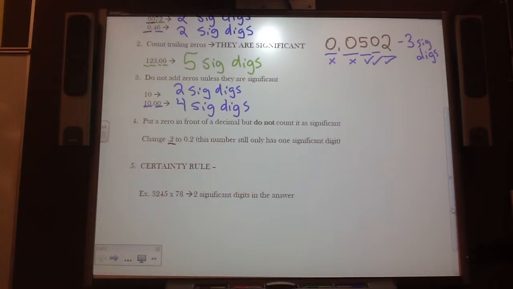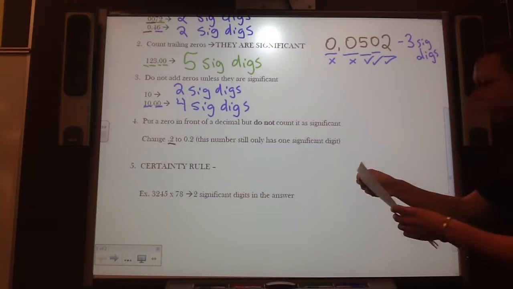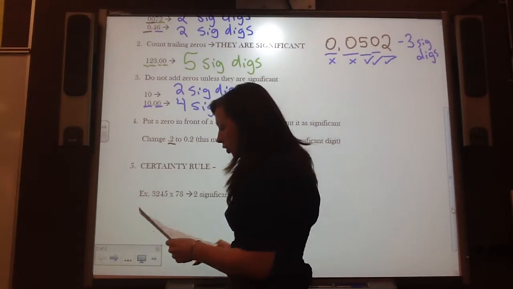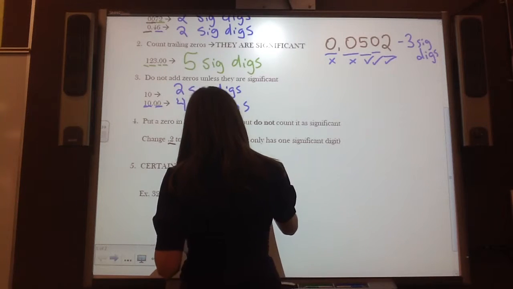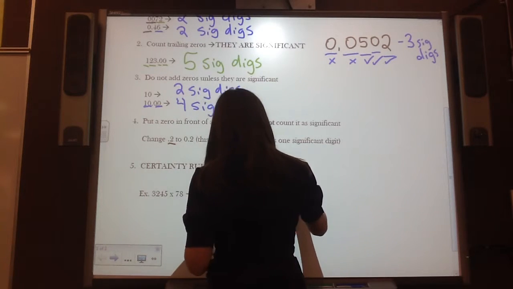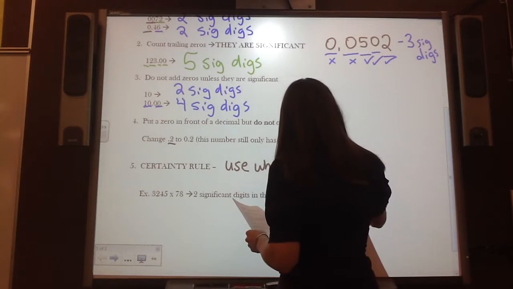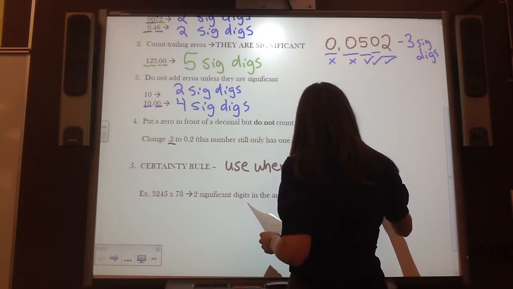There's two rules, we call them the certainty rule and the precision rule. The certainty rule is involved with multiplying and dividing, okay? So besides certainty rule, we use this when multiplying or dividing.